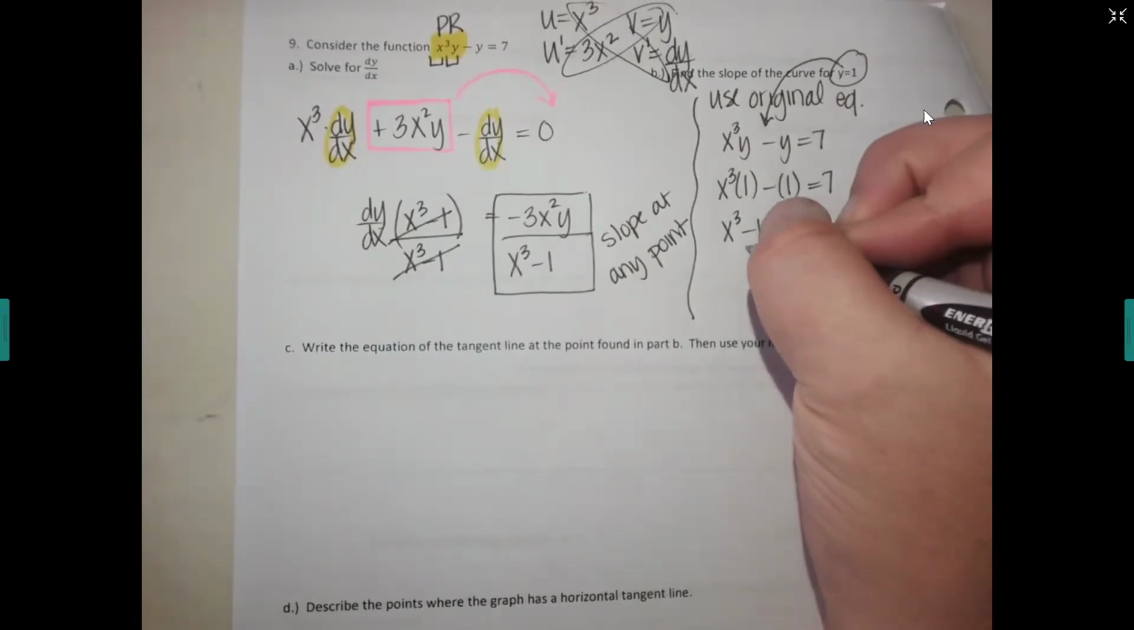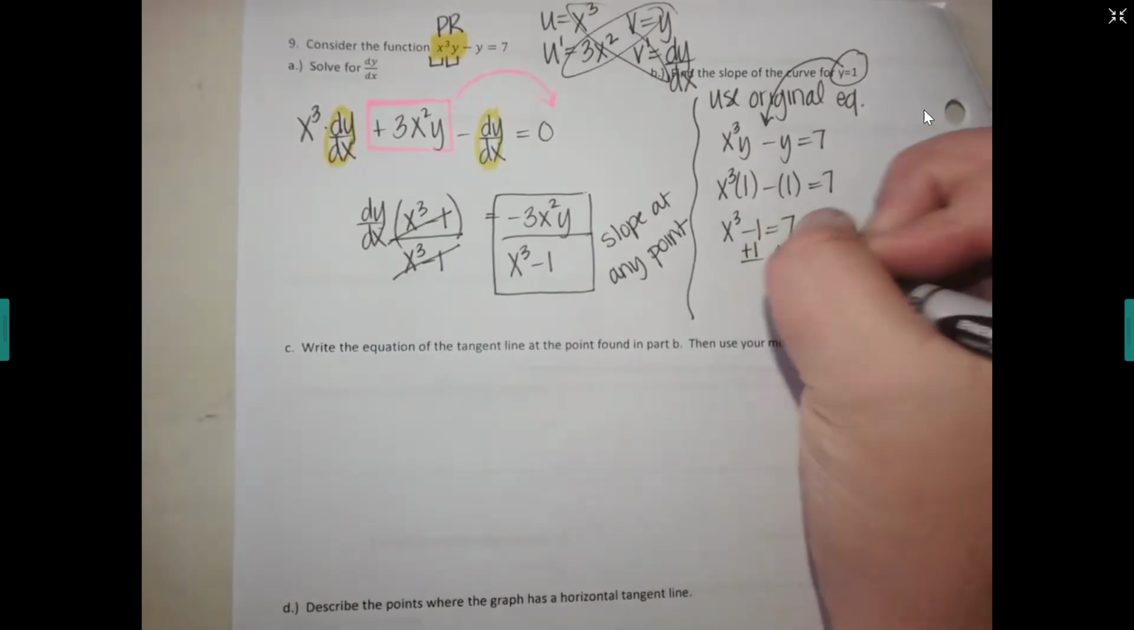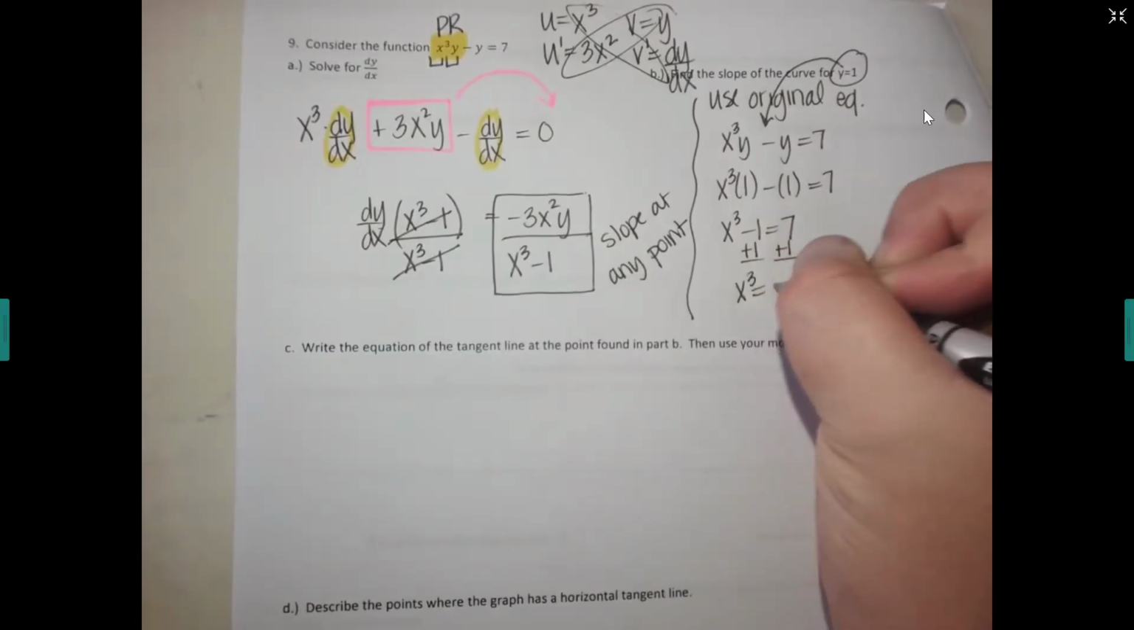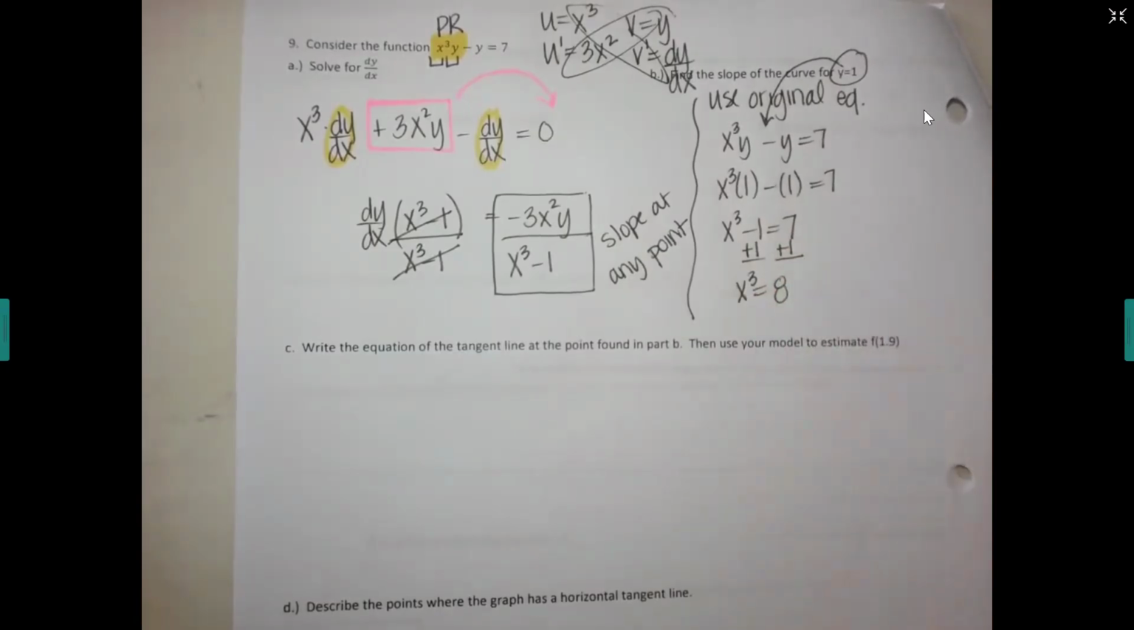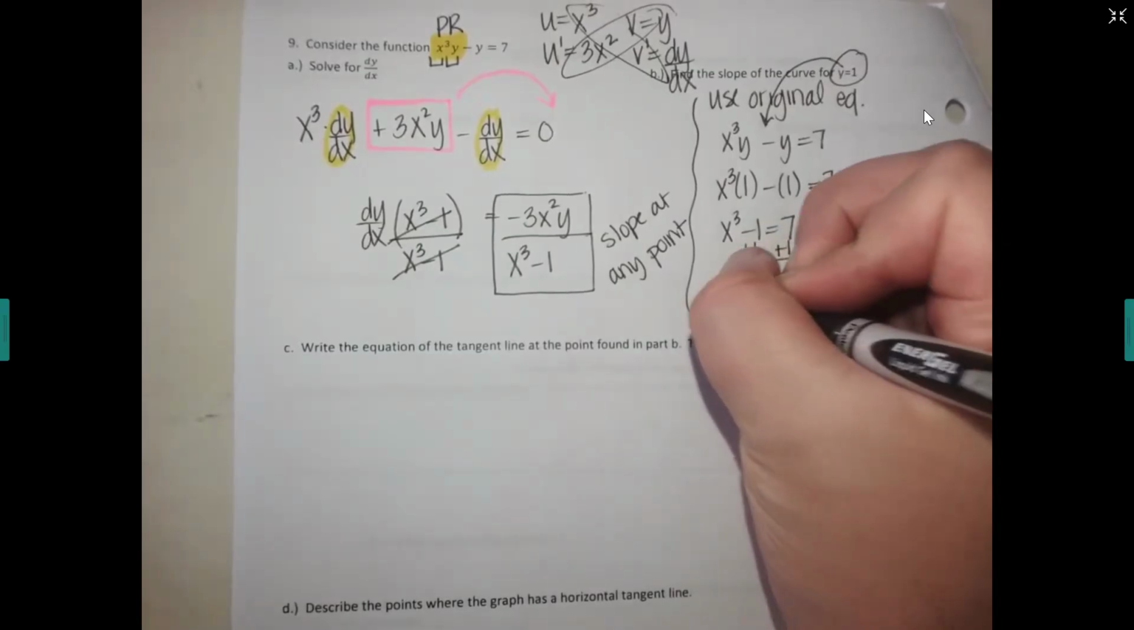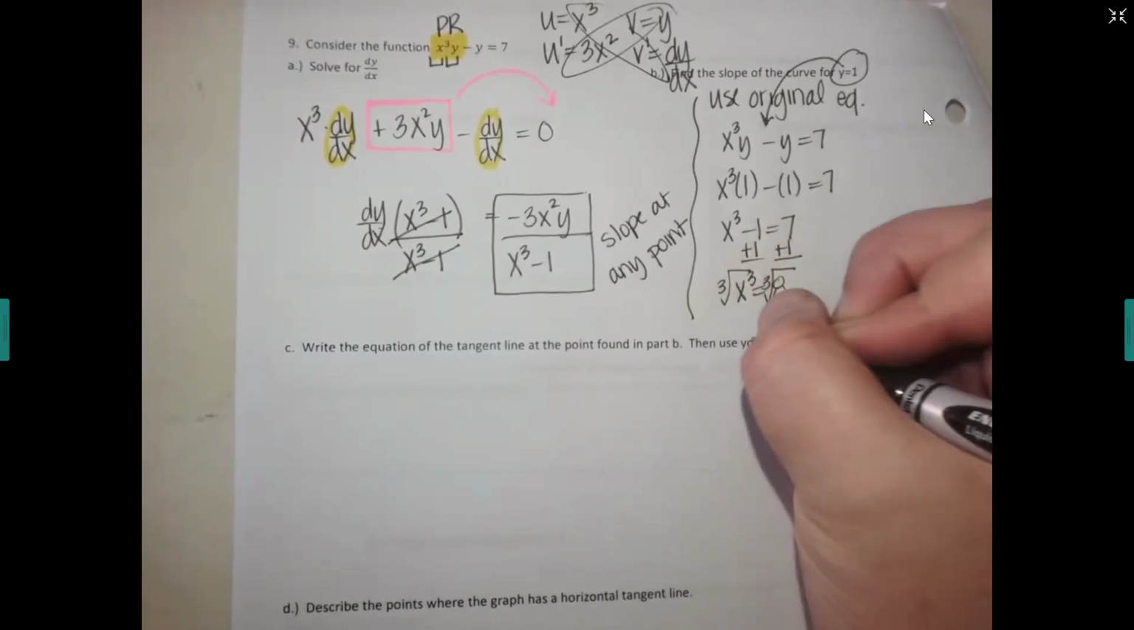How do I get rid of the minus 1? 7 plus 1 gives me 8. And then to get rid of the cube, do you take the cubic root? Yes or no? Do you plus minus on a cubic root? No. So your answer would just be 2.